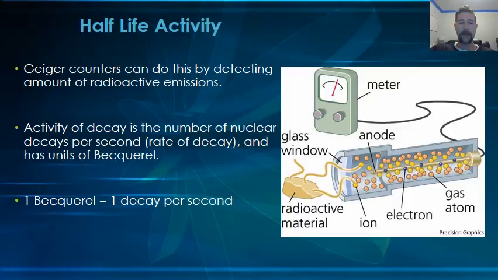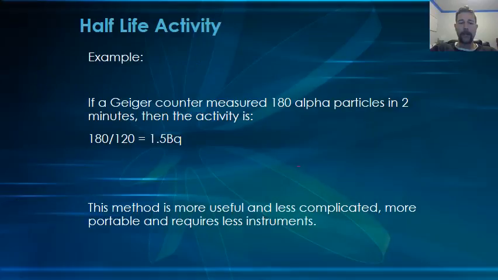Now the activity of decay is the number of nuclear decays per second and has units of becquerels. So 1 becquerel is 1 decay per second. So as an example, if a Geiger counter measures 180 alpha particles in 2 minutes, then the activity is the number of alpha particles divided by the time. So it's 180 over 120. Remember that our conversion to seconds is always used in physics, so it'll be 1.5 becquerels. Now this method is more useful and is less complicated than the counting atoms method. It's more portable and requires fewer instruments.